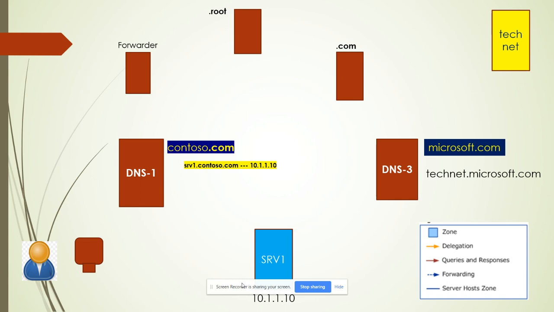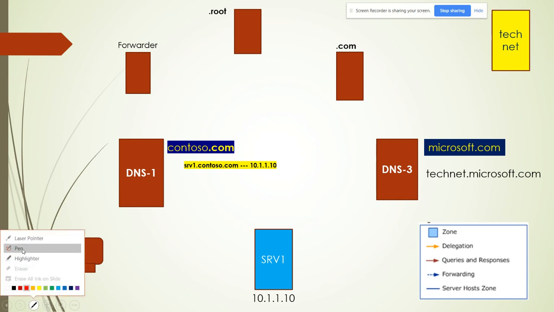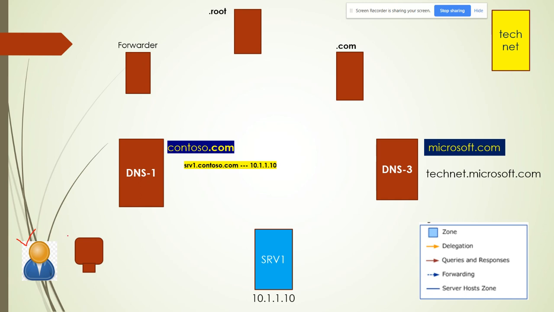As you can see, this is the picture. Here is the client, and this is the primary DNS server of this client. This is the server, forwarder, root hint, com, Microsoft, and everyone. So what happens if the client makes a request for its local? Suppose this person is trying to communicate with srv1.contoso.com.